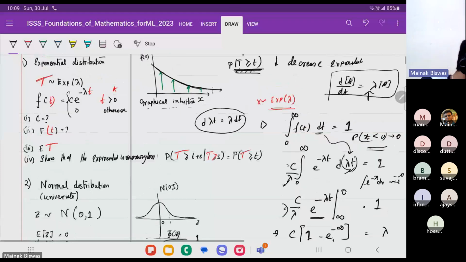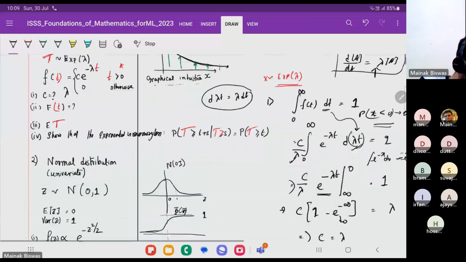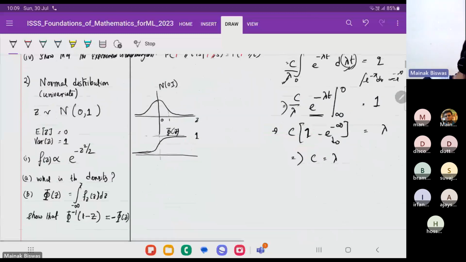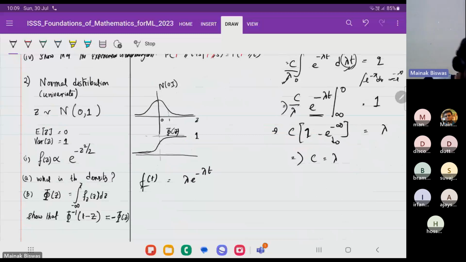Let's do the next question. So c is equal to lambda. So the distribution PDF would be lambda e to the power minus lambda t, right?